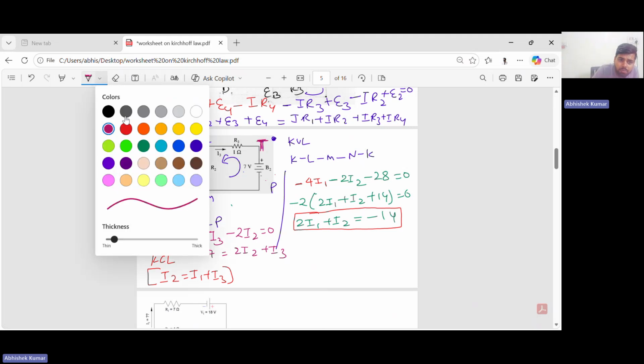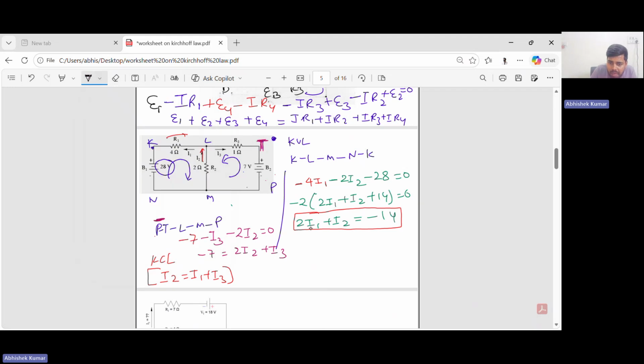Now we got this equation. Here the variables are I1, I2, and here the variables are I2, I3. So what to do now? That is the important thing to know. We know that I2 is equal to I1 plus I3. So can I replace I2 with I1 plus I3 here? Yes, sir, you can replace it. If I replace from here, what will come? Tell me. 2I1 plus I1 plus I3 is equal to minus 14. So what you got from here is 3I1 plus I3 is equal to minus 14.